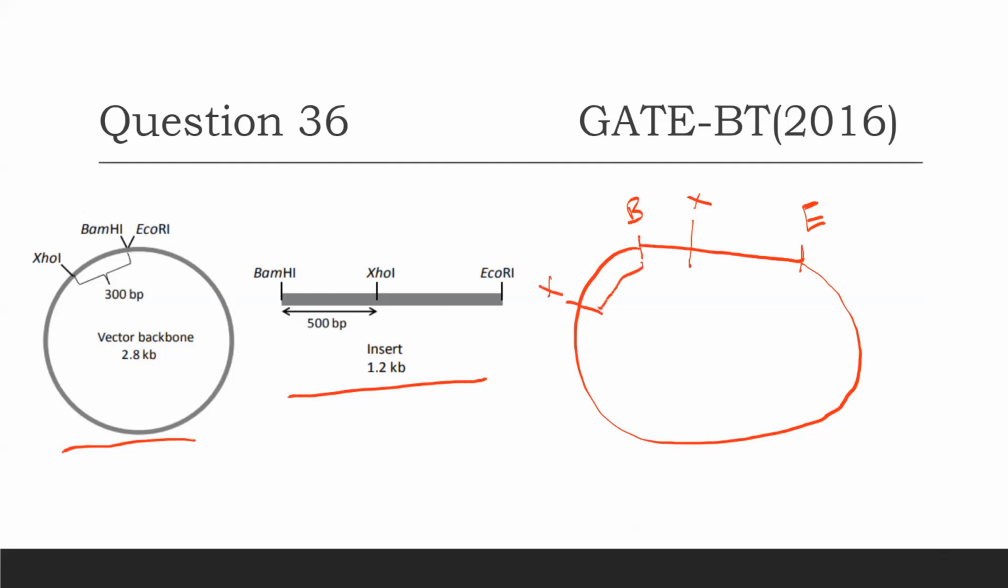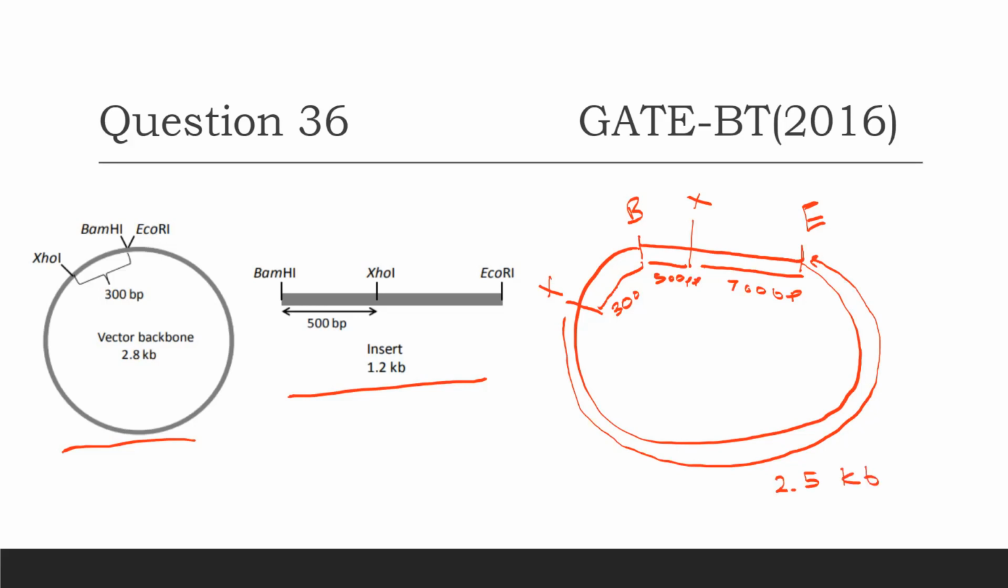The distance between the vector ZO1 site and the BamHI site, as we have told you, is 300 base pairs. The distance between the BamHI site and the ZO1 site inside the insert is 500 base pairs. The distance between the ZO1 site and the EcoRI site is 700 base pairs. What is remaining of the recombinant vector is 2.5 kb.